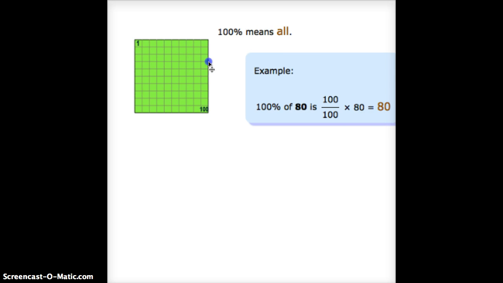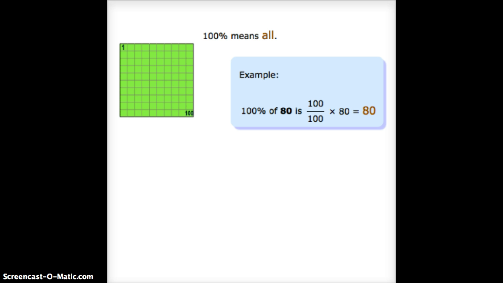Alright, so if I'm talking about 100%, hopefully you all realize that means all of it, or everything. In this particular example, 100% means all, or the whole thing. My example is a 10 by 10 grid that has 100 squares in it, and if I'm talking about 100%, then I have the entire grid shaded in. An example of that is 100% of 80 is 100 per 100 times 80. If you multiply this out, you get 80. So that just lets you know that 100% of 80 is, in fact, 80.